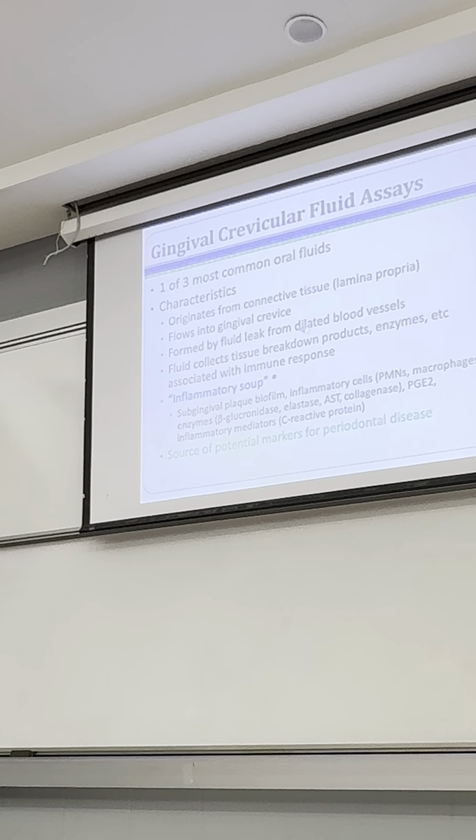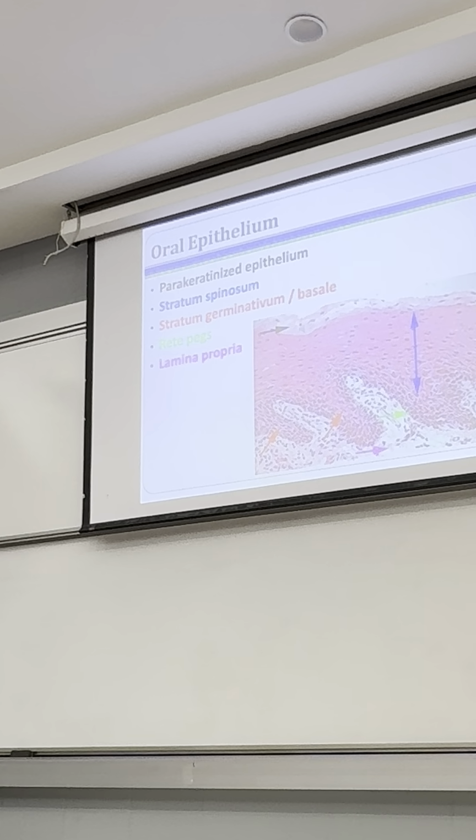That fluid collects the breakdown of all those enzymes and everything, and they've termed that the inflammatory soup. It sounds gross, but it's just a mixture of all those things that are in the gingival crevicular fluid. By measuring those, we can determine the progression of periodontal disease, and they use that as a marker of periodontal disease.